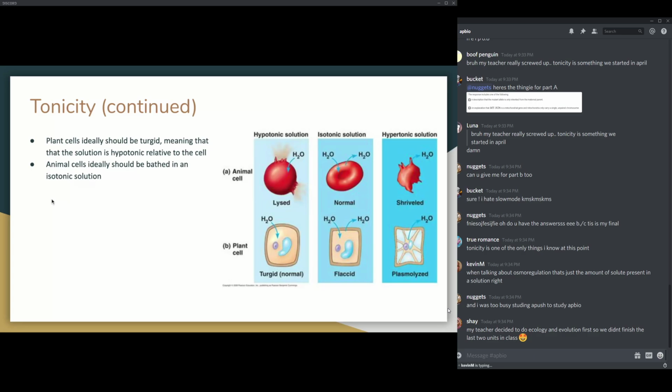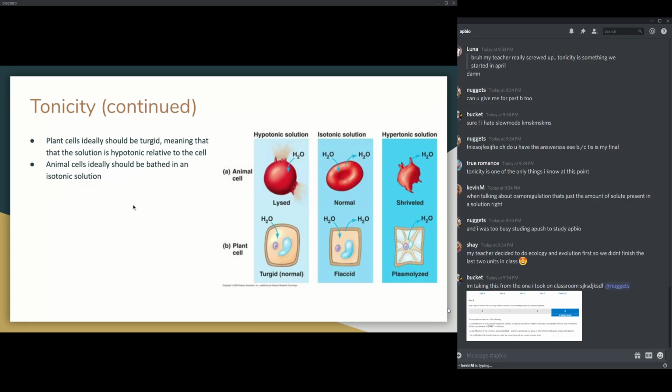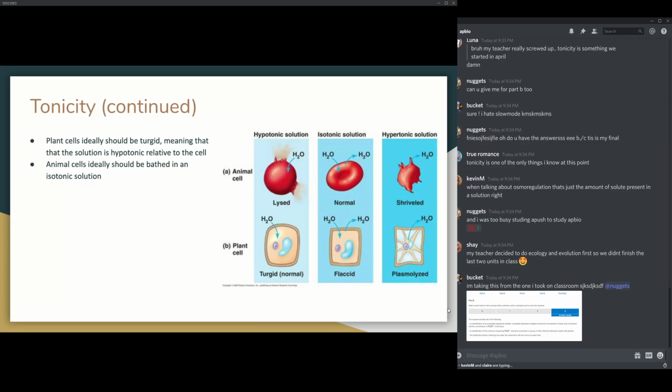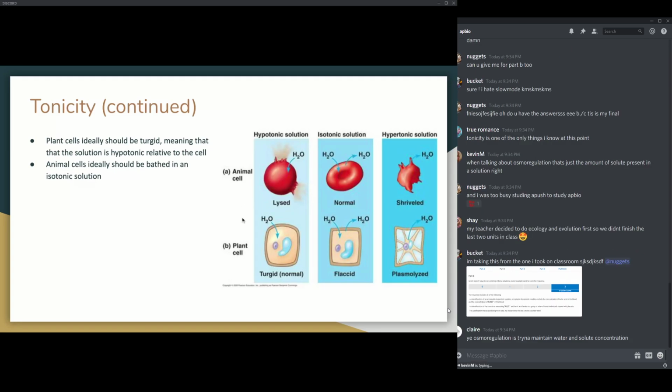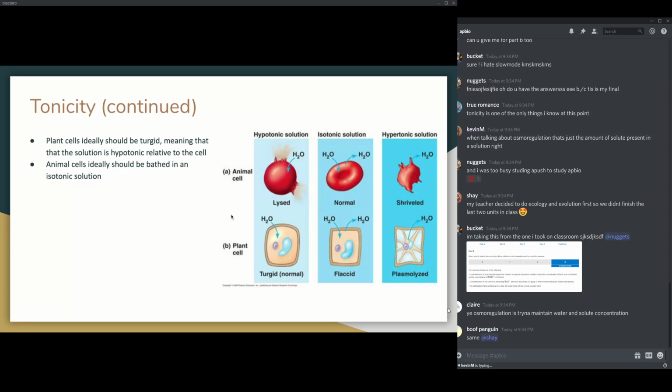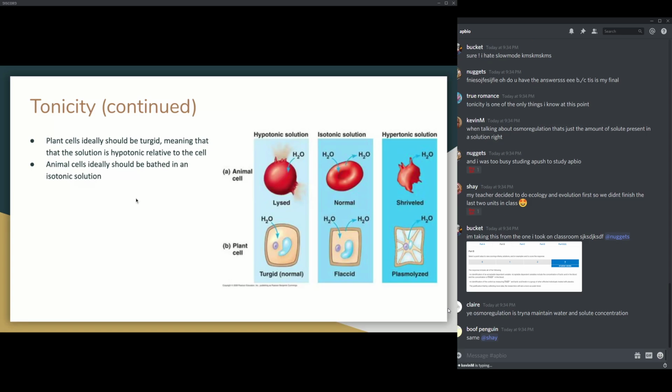And so the important thing is that plant cells and animal cells have different optimal conditions. Animal cells are ideal in an isotonic solution, so the amount of water going in will be the same as the water going out. But since plant cells and also fungi have a cell wall, the crucial thing is that they want to be turgid, which means that they want to be in the hypotonic solution.